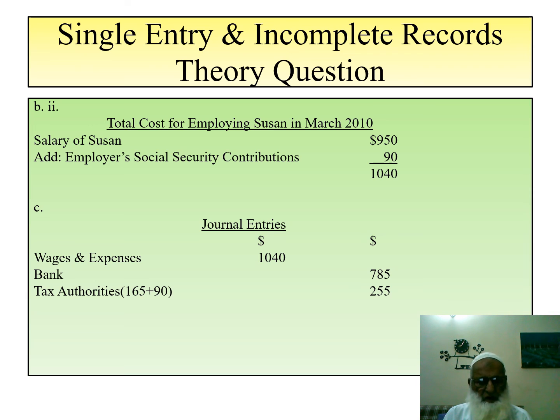Okay, now how to give the journal entries. Wages and expenses to be debited 1,040, and bank, this is the total amount paid to Suzanne, $785, and tax authority we have to pay $255, which is 165 plus 90. This has to be paid to the tax authorities.